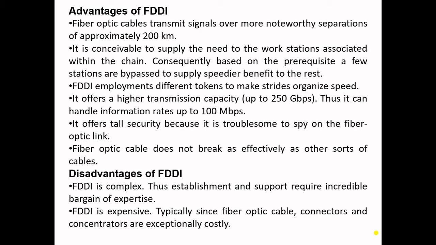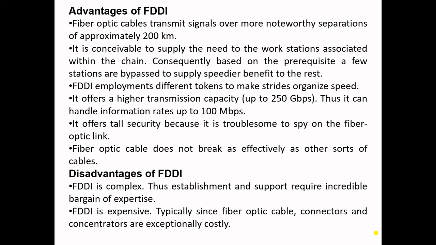And it is possible to supply priority to the workstations connected in the chain. Consequently, based on the requirement, a few stations are bypassed to supply faster service to the rest. It depends on the situation which type of stations will be bypassed to supply faster service to the rest of the stations. Now the third advantage is FDDI implements multiple tokens to improve network speed.